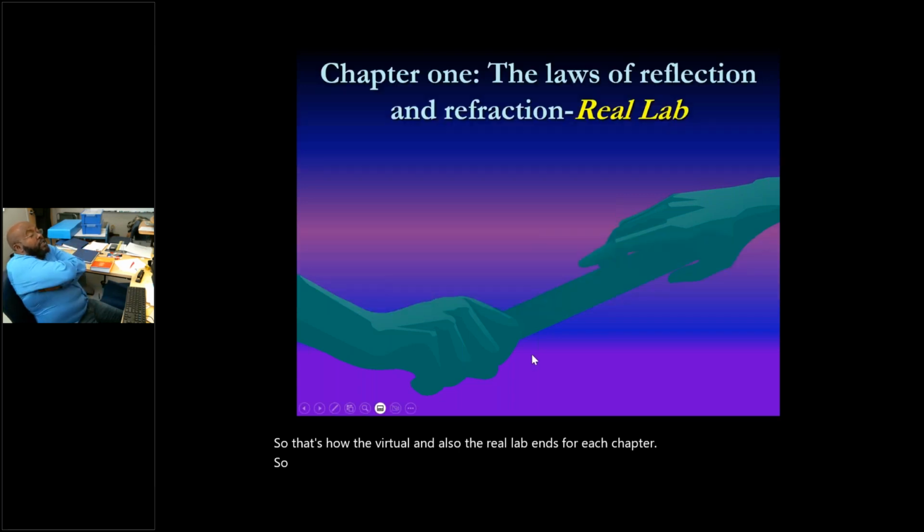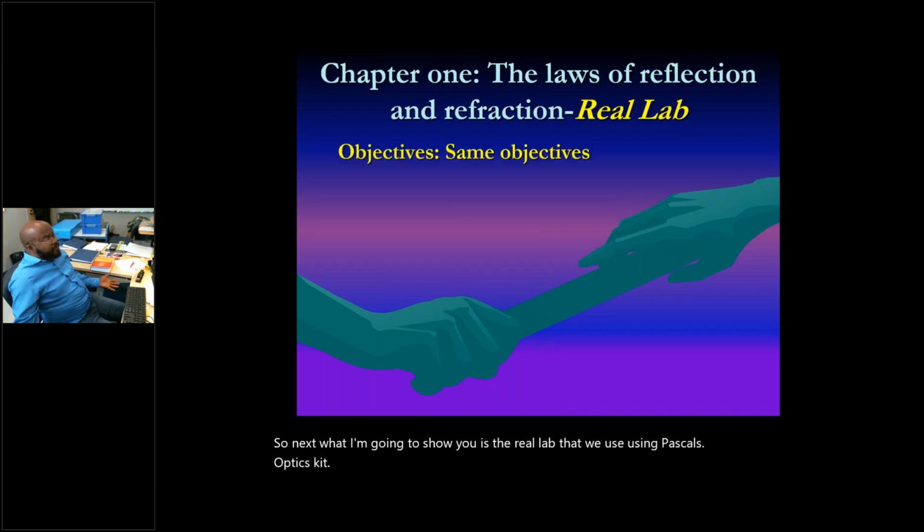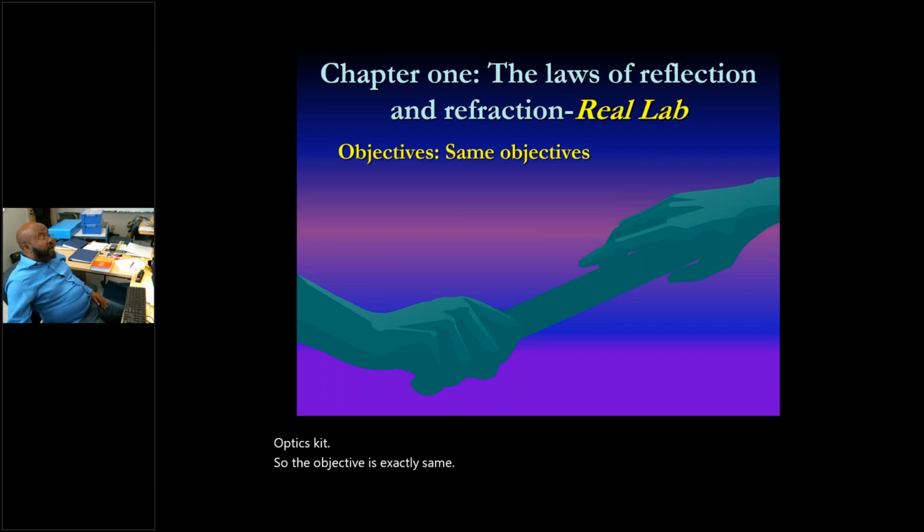So next, what I'm going to show you is the real lab that we use, using Pascal's optics kit. So the objective is exactly the same. What changes is that what they accomplished in a virtual lab is repeated in a real lab. So if students cannot make it to class, they do the virtual lab, which is pretty much a replication of the real lab.